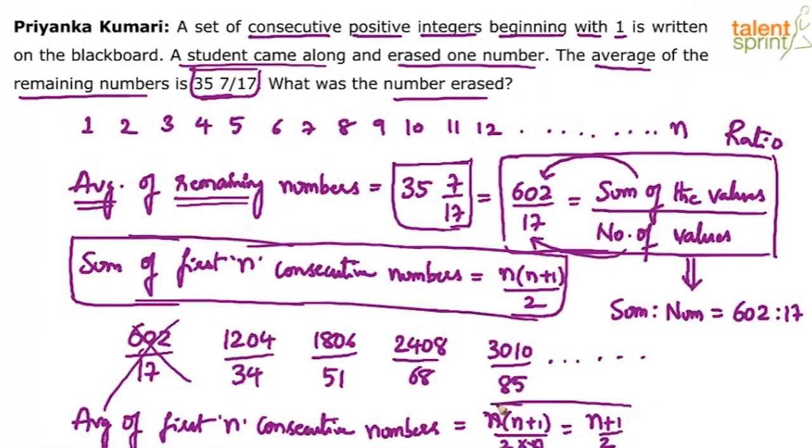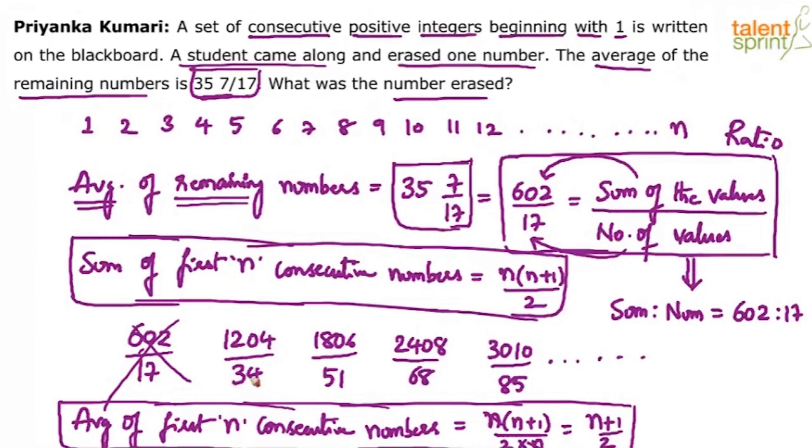So this again is an important point, assuming that you will know all these things. The sum of the first n consecutive numbers is n into n plus 1 by 2. The average of the first n consecutive numbers is n plus 1 by 2. So the point that I'm trying to make is, if you take the second ratio, 1204 by 34, we are saying that remaining numbers were 34. If remaining numbers were 34, originally there were how many numbers?